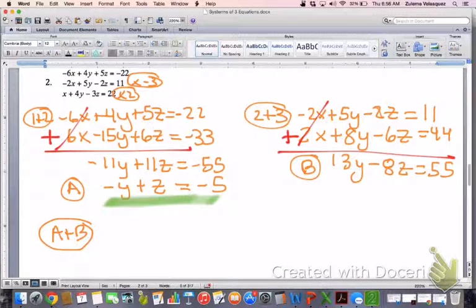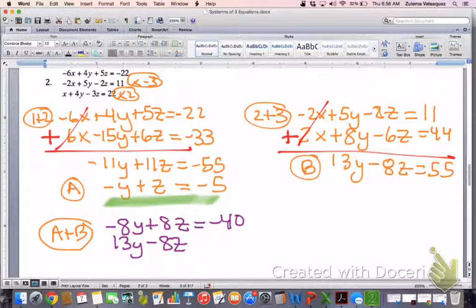Let's change the color. Let's try purple. So I'm going to multiply this by 8. So I'm going to go negative 8y plus 8z equals negative 40. And I'm going to take my B equation. It's 13y minus 8z equals 55.